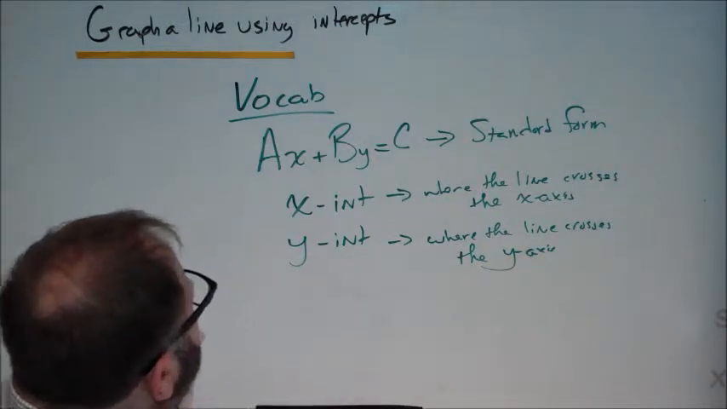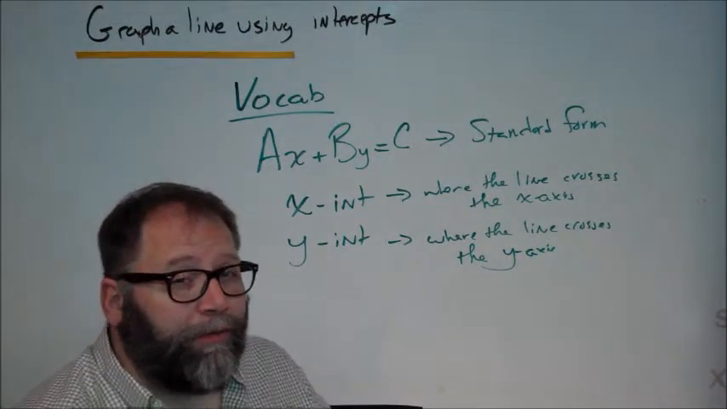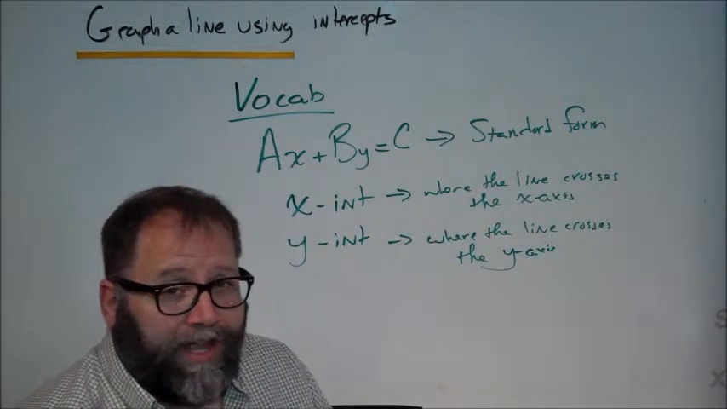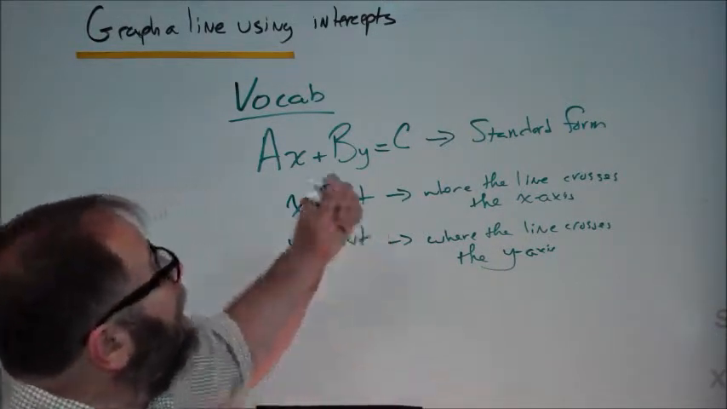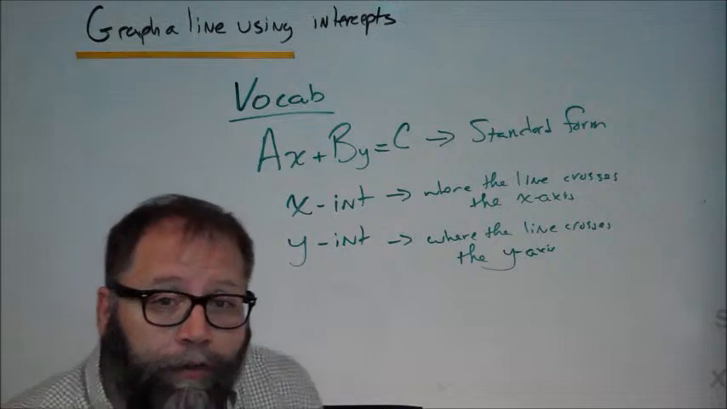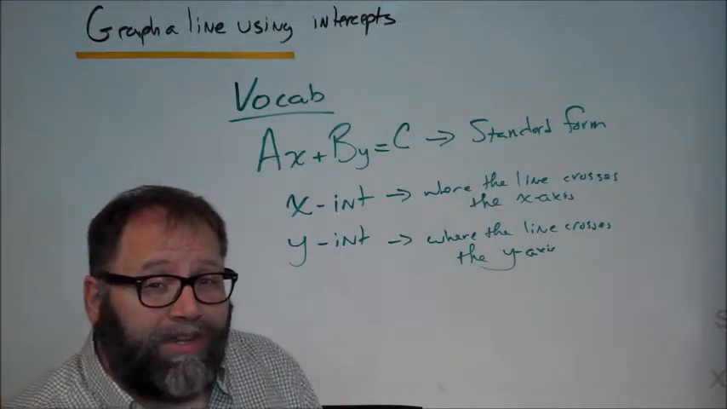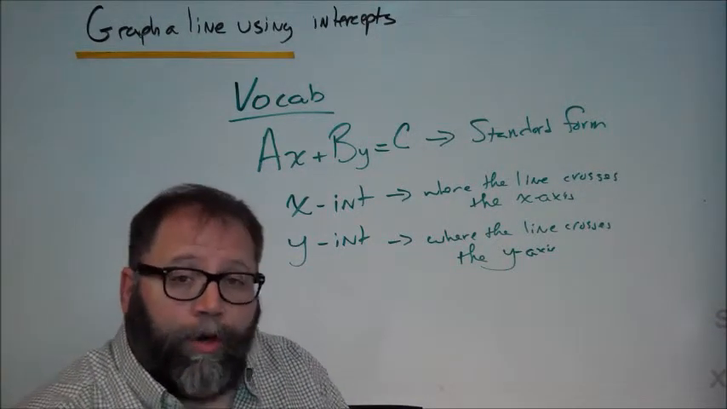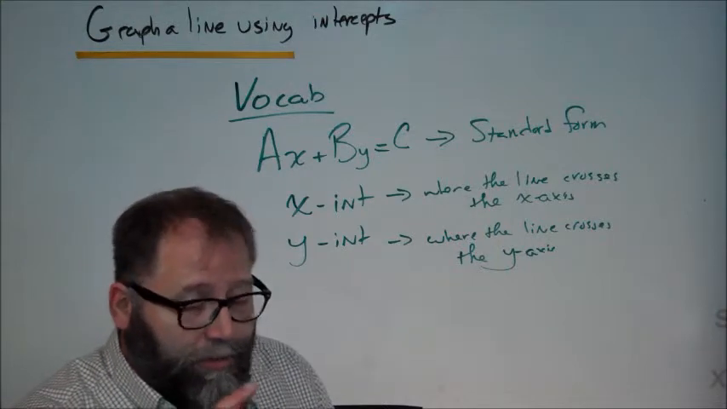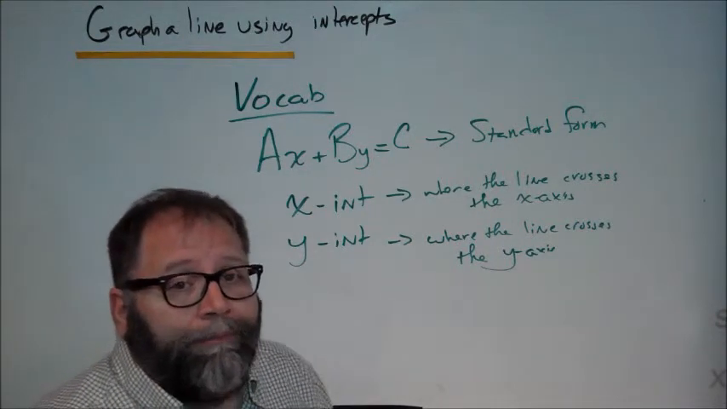y-axis. Good. All right, so we're up to 3 different forms now. We've got direct variation, slope-intercept form, and we've included standard form now. We can graph equations now with a slope and an intercept. We can graph equations with 2 intercepts. We're doing really well.